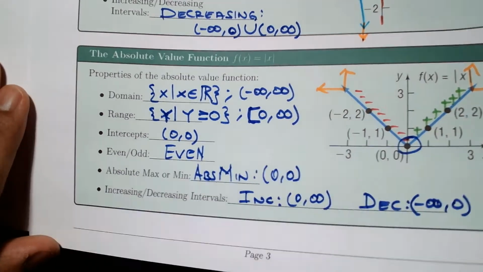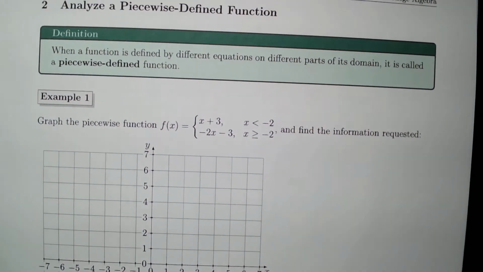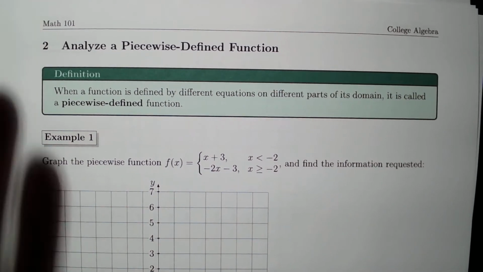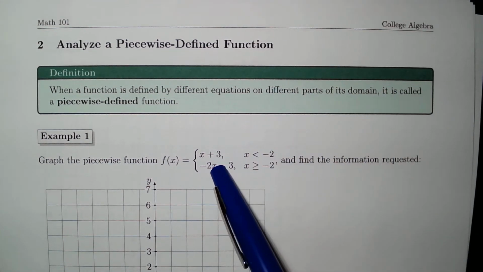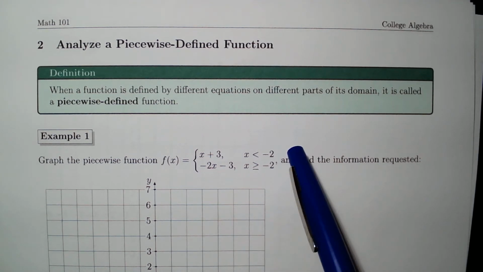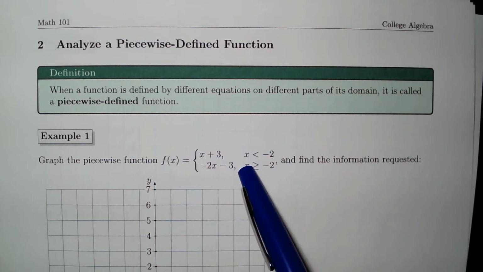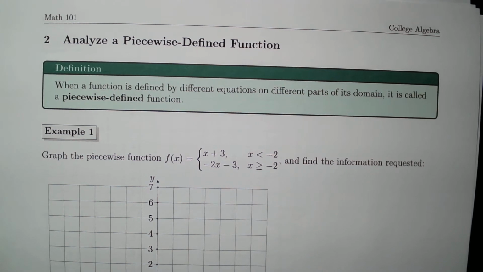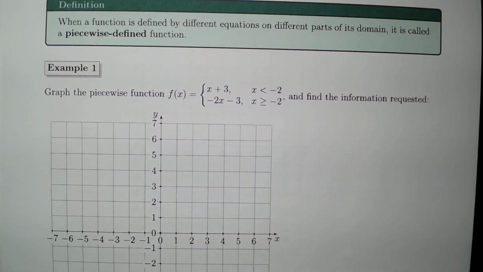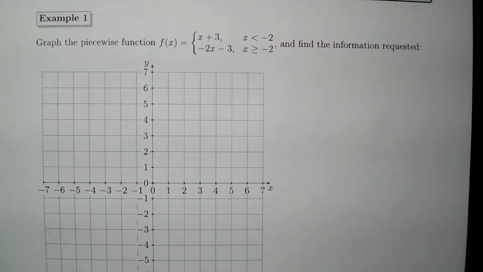Alright, and with this function we finish this topic for this section. Now the next topic for this section is to graph and analyze piecewise-defined functions. Alright, what about piecewise-defined functions? Well, we know a function is defined piecewise when we have different equations with certain restrictions or conditions. Okay, so we're going to graph both functions in this case on the same graph, but with some limitations.